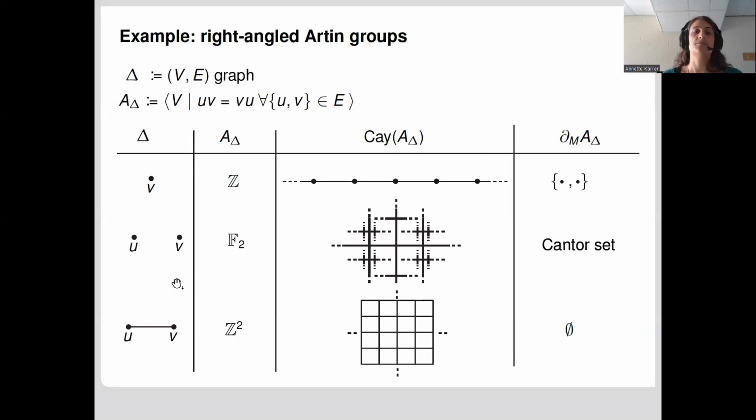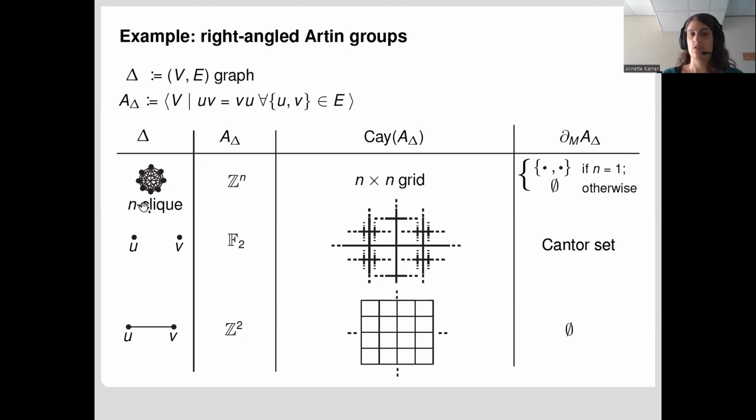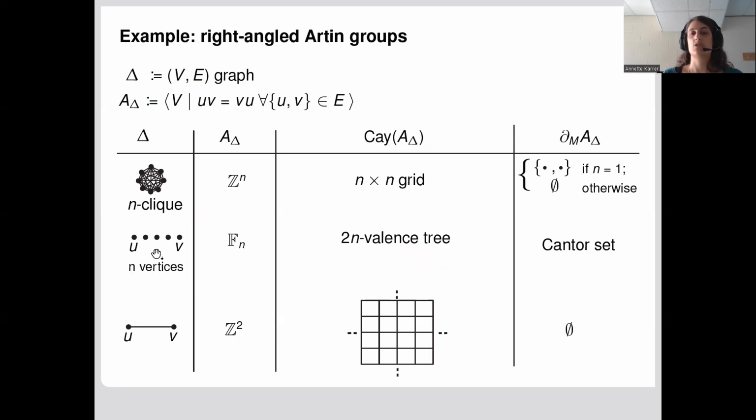If we have an edge, then the Artin group is Z to the 2. And there we see just an integer grid. And this is like in the Euclidean plane case, we see here that the Morse boundary is empty. More generally, an n-clique corresponds to Z to the n. N vertices without any edge corresponds to a free group.